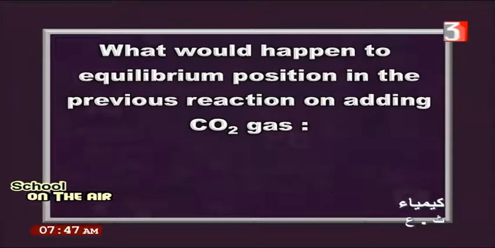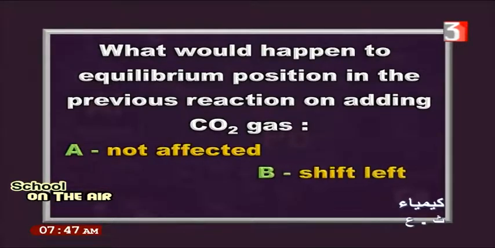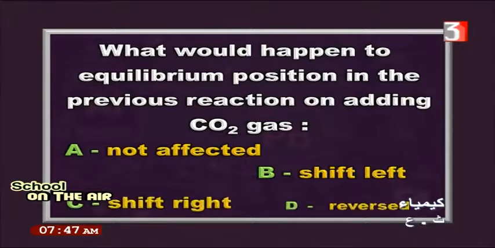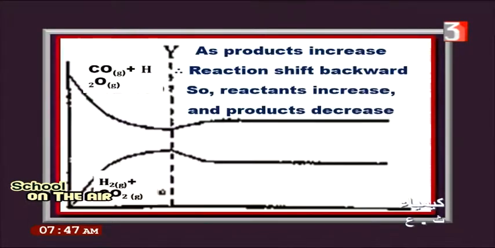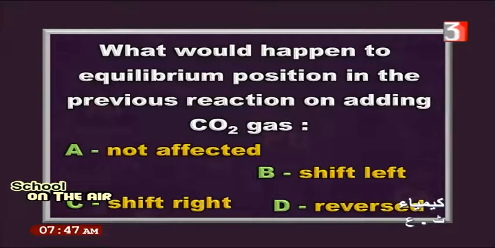What would happen to the equilibrium position in the previous reaction on adding carbon dioxide gas? Is it not affected, shift left, shift right, or reverse it? If you look at the graph, as the product increases, the reaction shifts in the backward direction, so reactants increase and products decrease. So it shifts left.